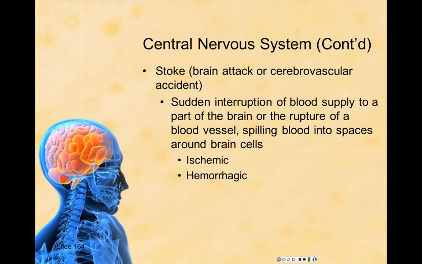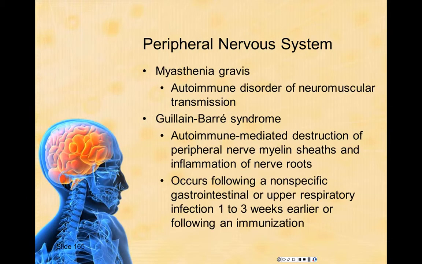Just thinking about stroke, it can be ischemic or hemorrhagic, and we need to determine which kind so that we determine the treatment. Peripheral nervous disorders such as myasthenia gravis and Guillain-Barré. You would want to look at those in your book. Typically, Guillain-Barré follows some sort of nonspecific gastrointestinal or upper respiratory infection.